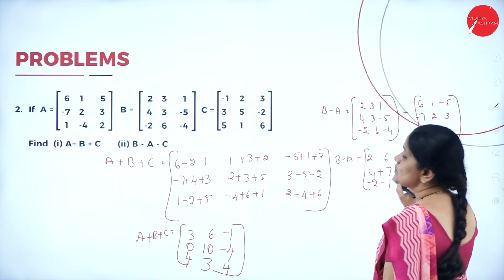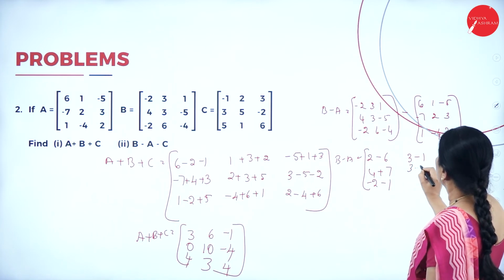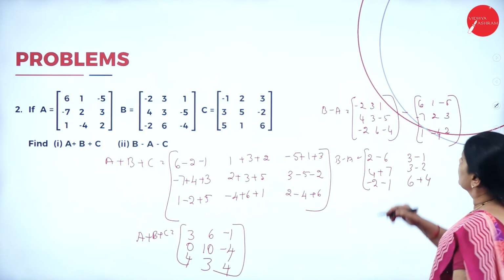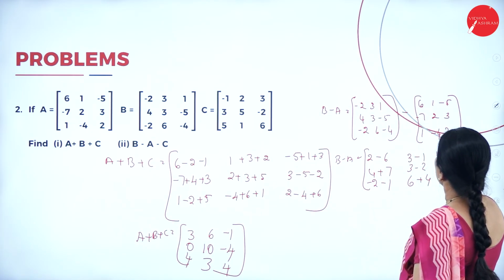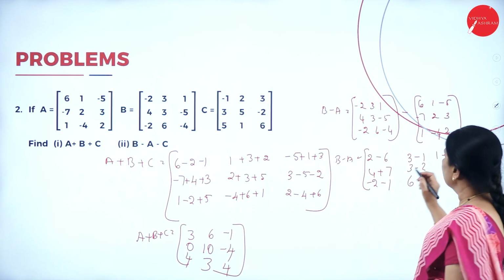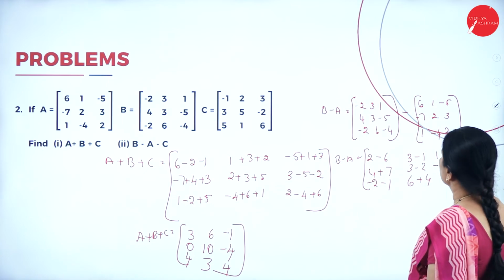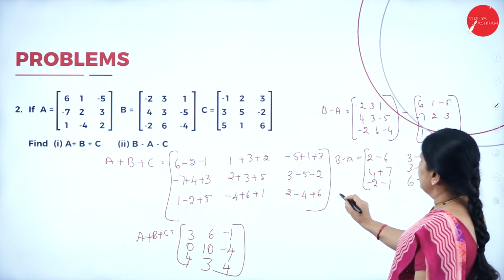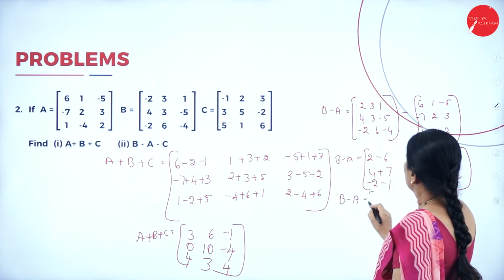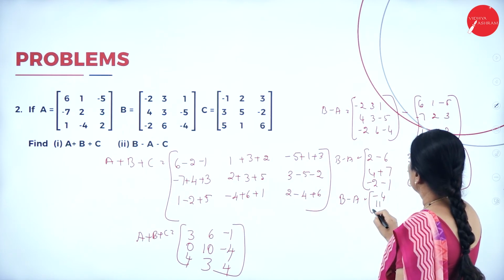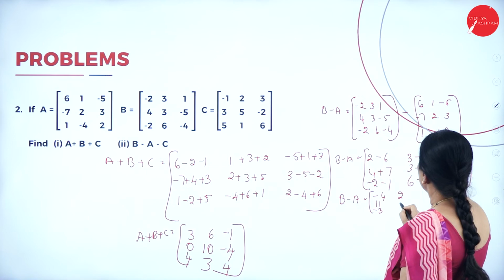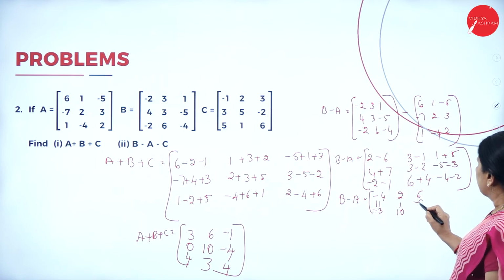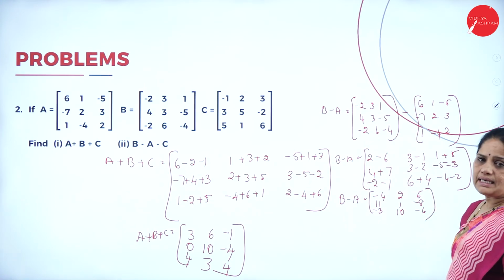Now 3 minus 1, then 3 minus 2, then 6 minus of minus 4 is plus 4. Then again 1 minus of minus 5, that is plus 5. Then minus 5 minus 3, minus 4 minus 2. Now we got B minus A will be equal to minus 4, 11 minus 3, 2, 1, 10. Then it will be 6 minus 8 minus 6. So B minus A we got.